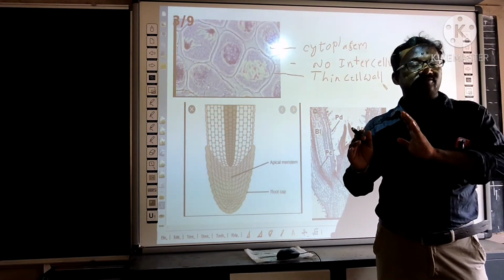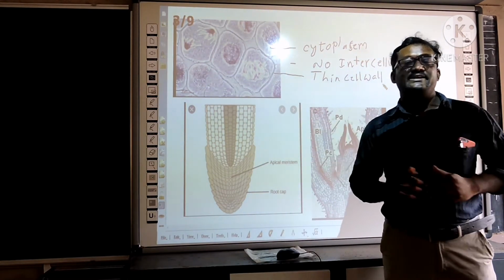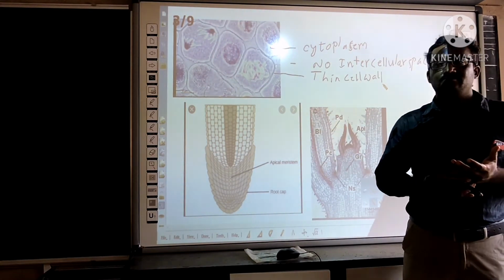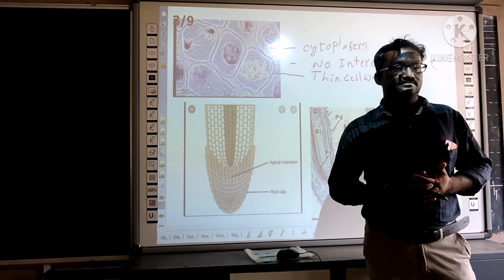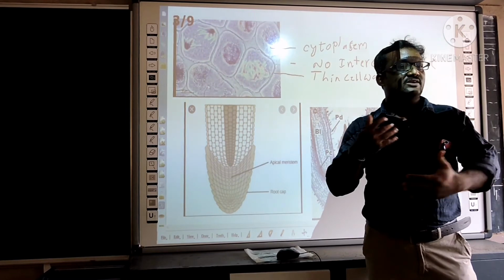There are three types of meristematic tissues: apical meristem, lateral meristem, and the third one, intercalary meristem. Each one has its own function.